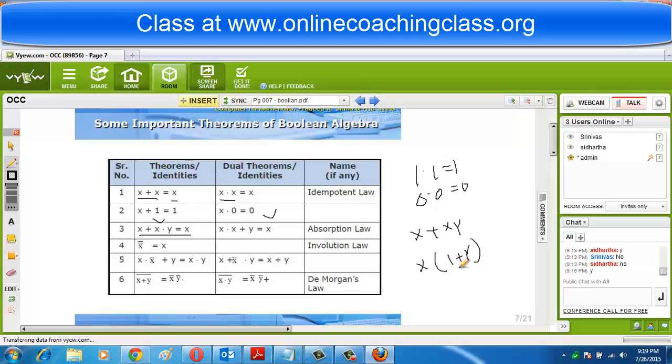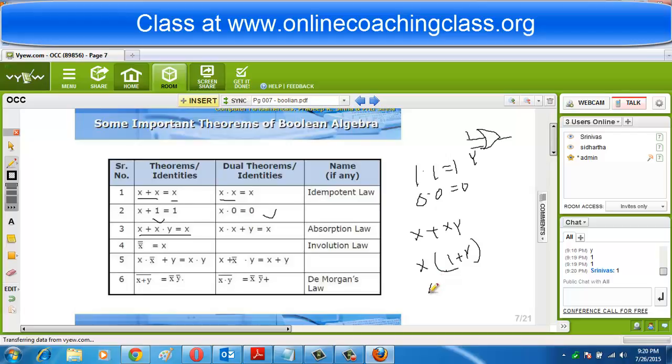Now in 1 plus y, what will be the output? It is an OR operation. Just imagine an OR gate. One input is 1 and another input is y. What will be the output? Because plus is here, that means it is an OR operation. See, that is already 1. Because in an OR gate, if any terminal gets 1, the answer will be 1. Whether y is 0 or y is 1 does not matter.